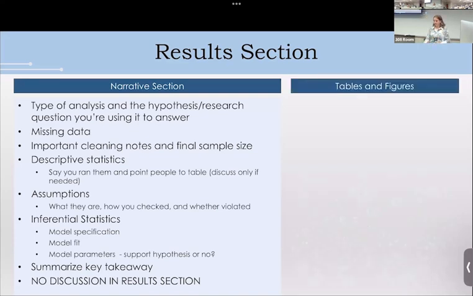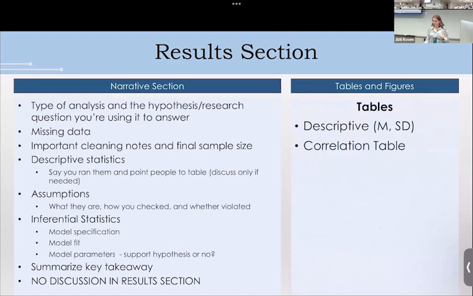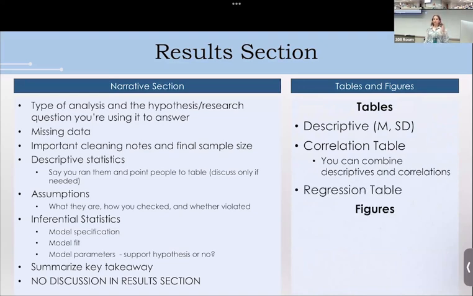Tables and figures that you need. Tables: you need descriptives, means and standard deviations, and a correlation table. You can put those together in the APA table that I showed you on Tuesday. You need a regression table. I just say regression table because you can put the R-squared in the same table as your model parameters. You just add a column at the end that says R-squared. You can even add the F stats at the end if you want to, okay? But they can all go in one table.